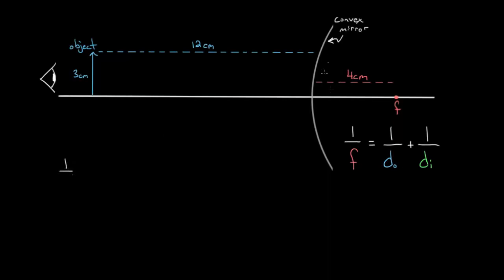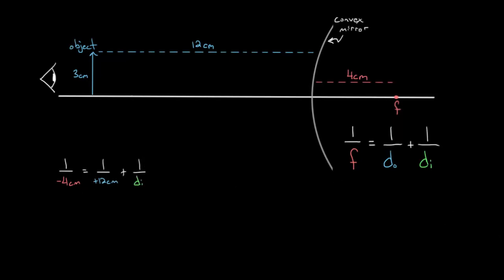With the convention that I'm using, this focal length is behind the mirror, so the focal length for a convex mirror is going to be negative. So this would be negative 4 centimeters, and that's going to equal 1 over the object distance. Again, the object is in front of the mirror, 12 centimeters, so this object distance is going to be positive 12 centimeters. And then we add to that the image distance, which we don't know. This is what we're going to solve for.